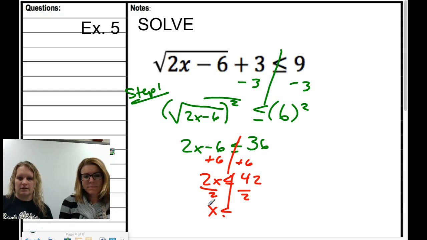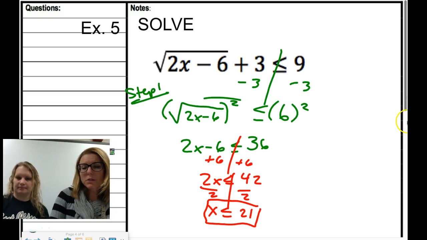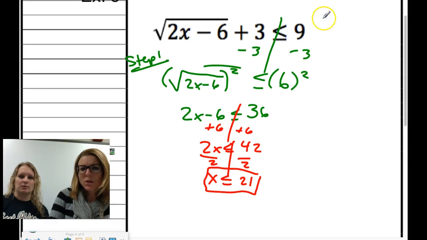X is less than or equal to 21. Perfect. So she's going to circle that answer. That's step 1. I'm going to scroll down, and I'm going to do step 2 on the side here.